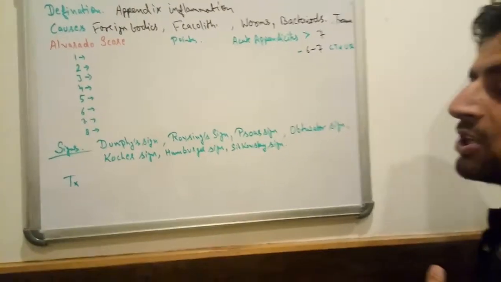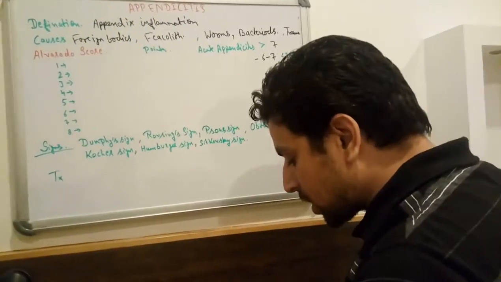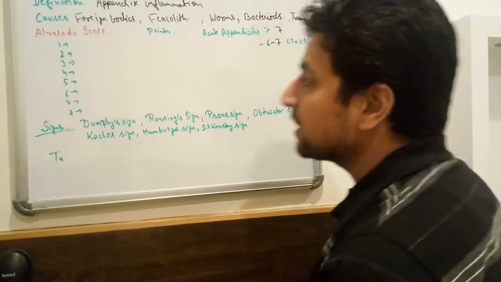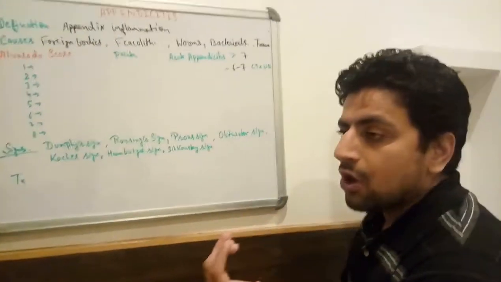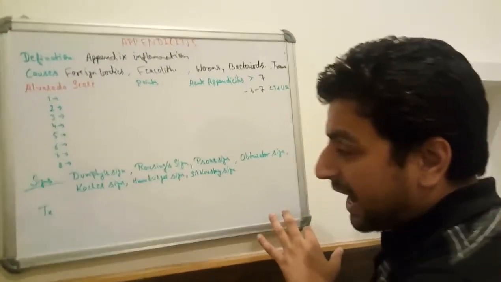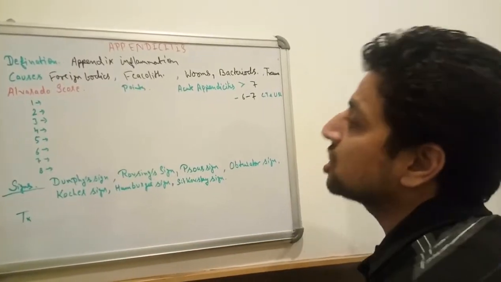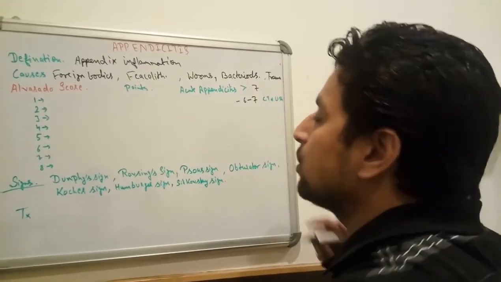So my dear friends, my dear doctors, here the ultrasonography is not so much informative as compared to CT scan, but CT scan is the most definitive, most accurate. And in case of children or in case of pregnant female, there is MRI. MRI is the best investigation of choice. So, Alvarado score, I am going to explain you.